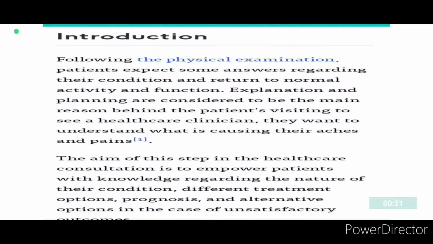Hello everyone. Today our topic is evaluation process and treatment planning. Introduction.